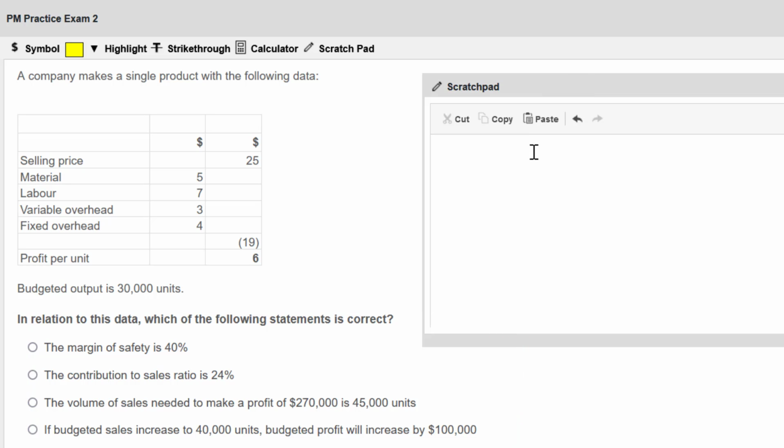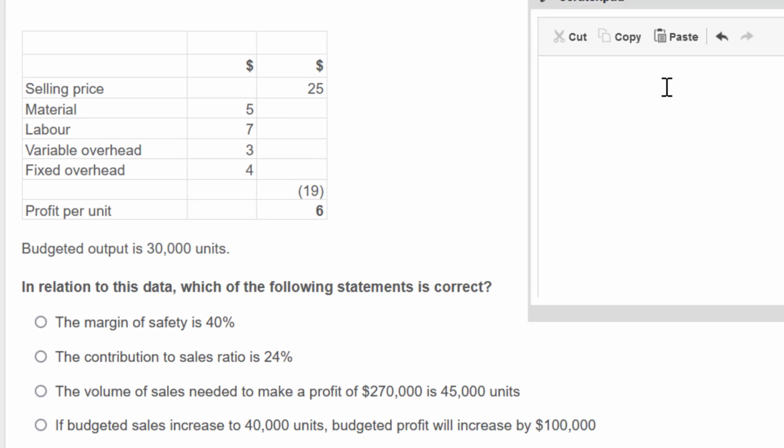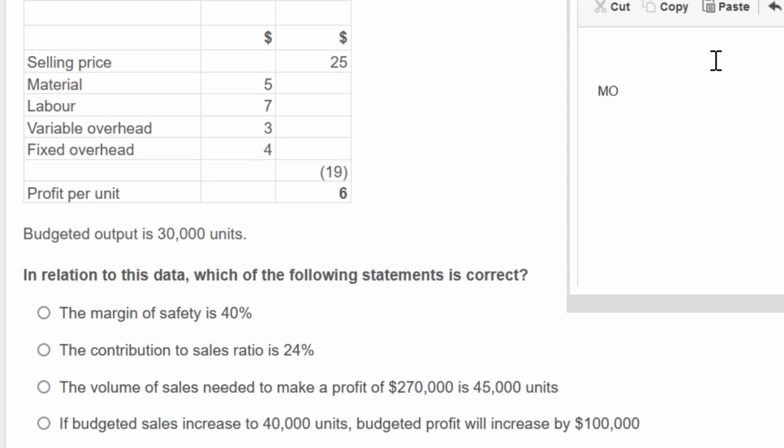So I need formulas. I will now just write down everything that I see. Option 1 is margin of safety. Remember, I can use any abbreviation I want. The scratch pad will not be checked by anyone. It's just for my own note-taking. Option 2, CS ratio. Option 3, target profit. Option 4, change in units.